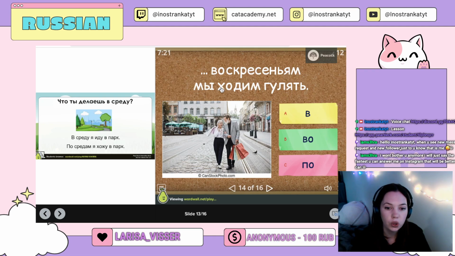Воскресеньем мы ходим гулять. Sunday we go for a walk. Ходим, it means back and forth, it is a routine. And also воскресенье, and we have an ending yam. This is also one day of the week where the ending would be yam, not am. So по воскресеньям мы ходим гулять.